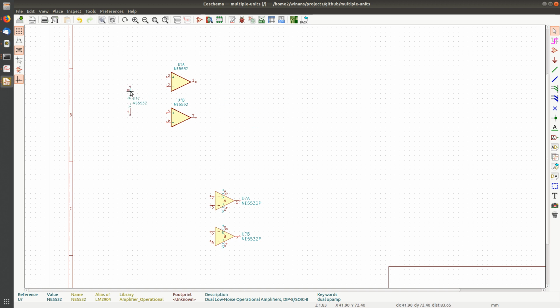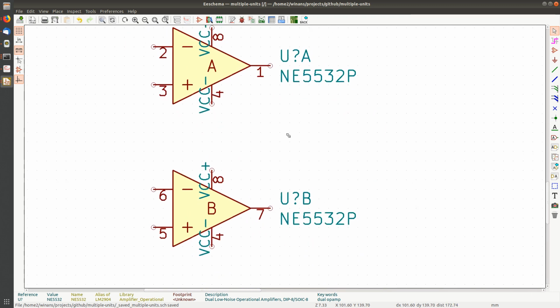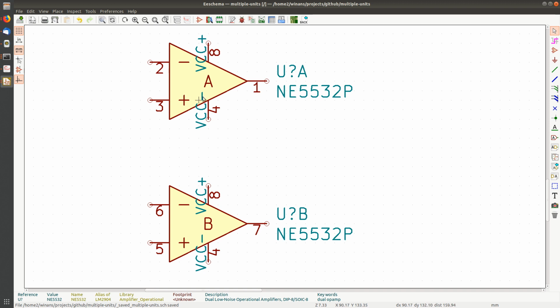So the KiCad library puts the power here, in one unit, and then it has an A and a B op-amp over here. The DigiKey one has an A and a B unit with the power on the units as well. So what's that all about? It only has 2 power pins. So there's an A and here's a B. And pin 8 is on both of these 2 units.